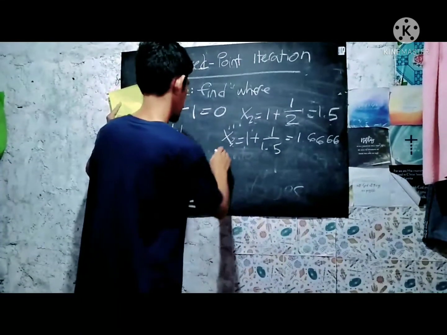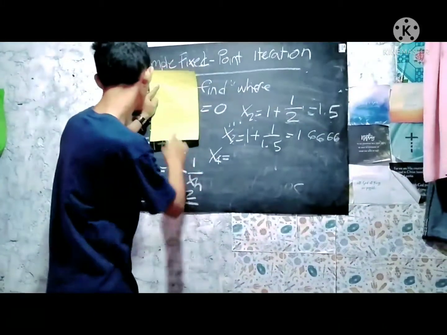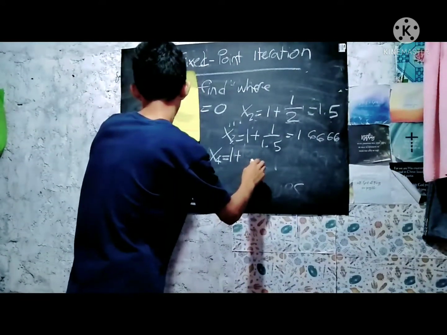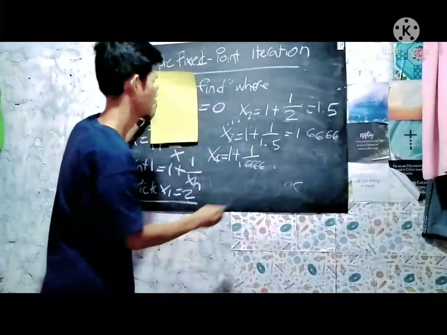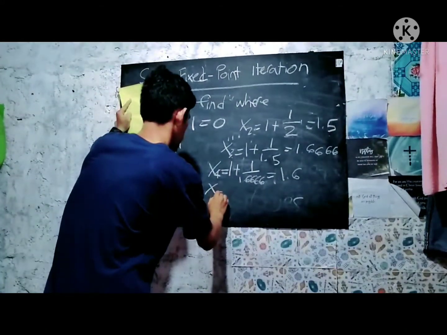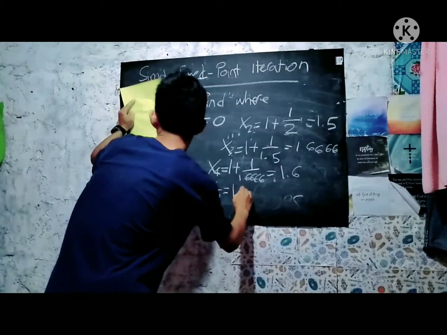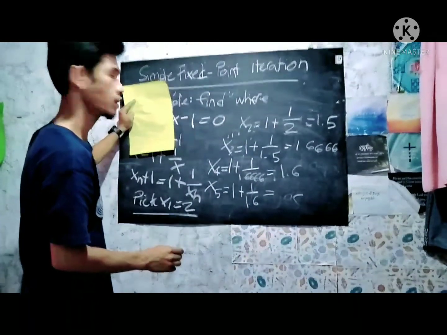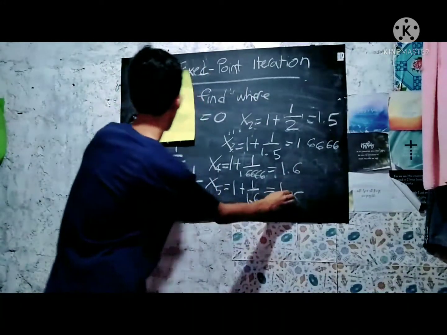And then to get x sub 4, we're going to plug in the 1.6666. So x sub 4 is equal to 1 plus 1 over 1.6666, which is equal to 1.6. And then to get x sub 5, we plug in the 1.6. x sub 5 is equal to 1 plus 1 over 1.6, which is equal to 1.625.